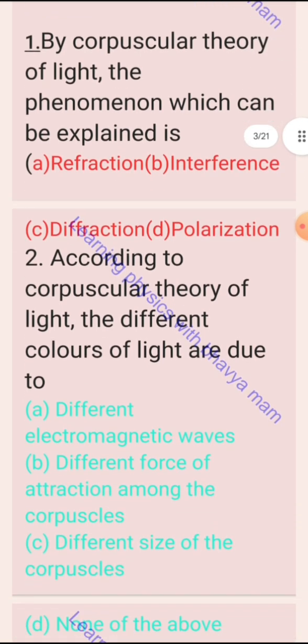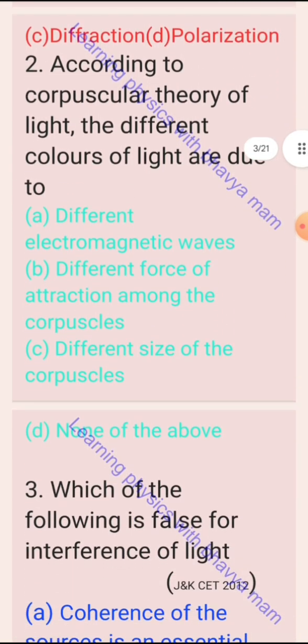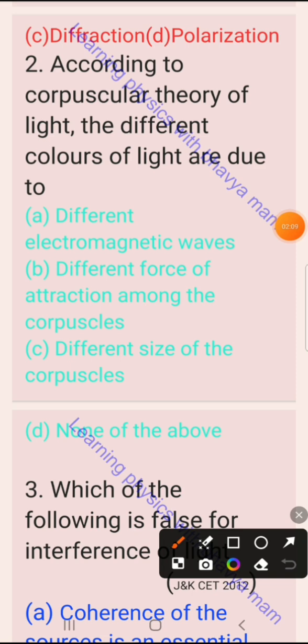The second question is, according to corpuscular theory of light, the different colors of light are due to. Option A, different electromagnetic waves; different force of attraction among the corpuscles; different size of the corpuscles; none of the above. So, different colors of light are because of different size of the corpuscles. So, that is option C.